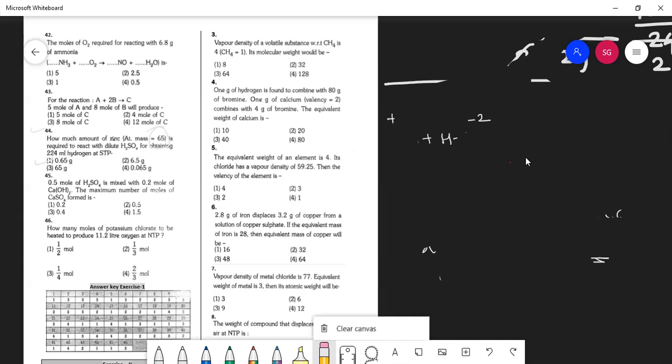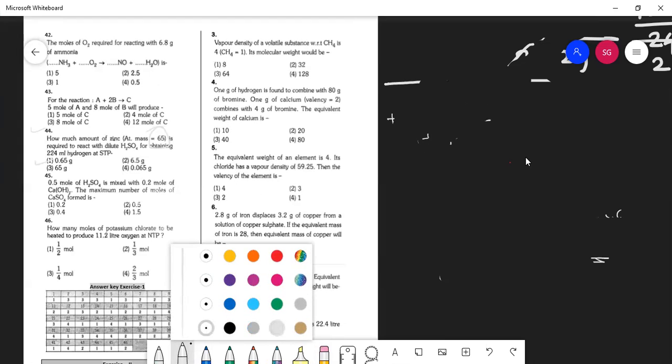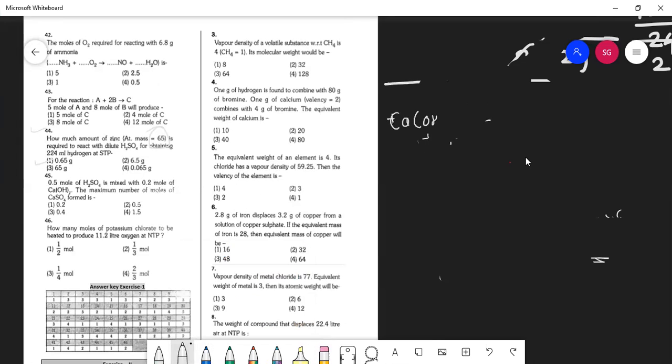Yes, done. First, you should be able to write down the reaction and what is asked. H2SO4 and Ca(OH)2 is there. So Ca(OH)2 plus H2SO4. It will form CaSO4 plus 2H2O. This will be the reaction.